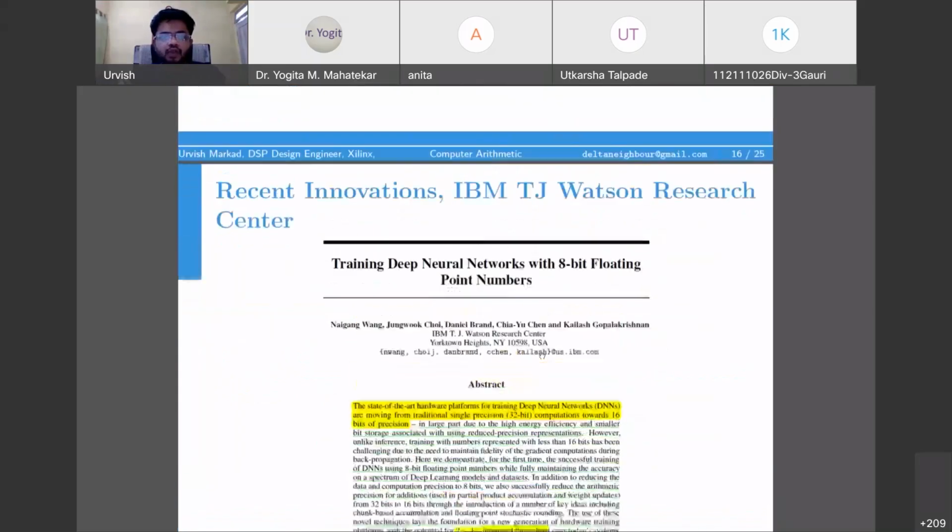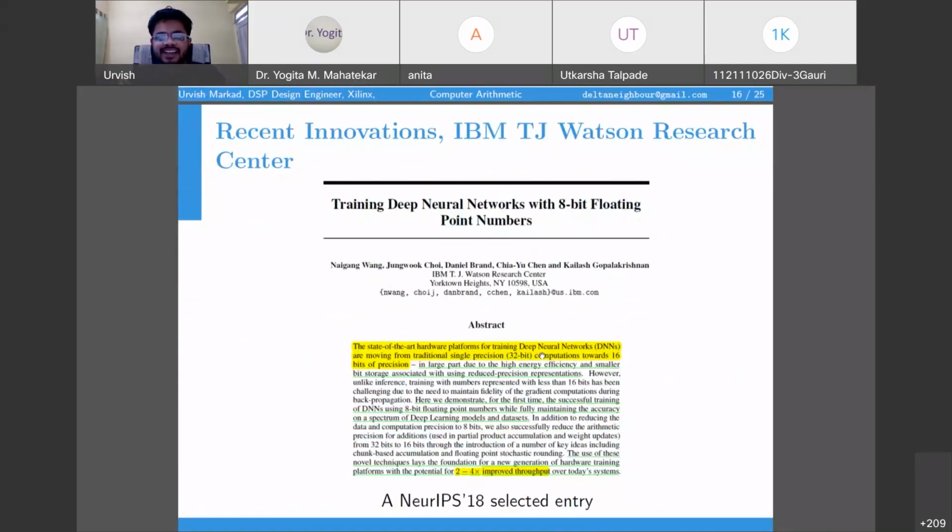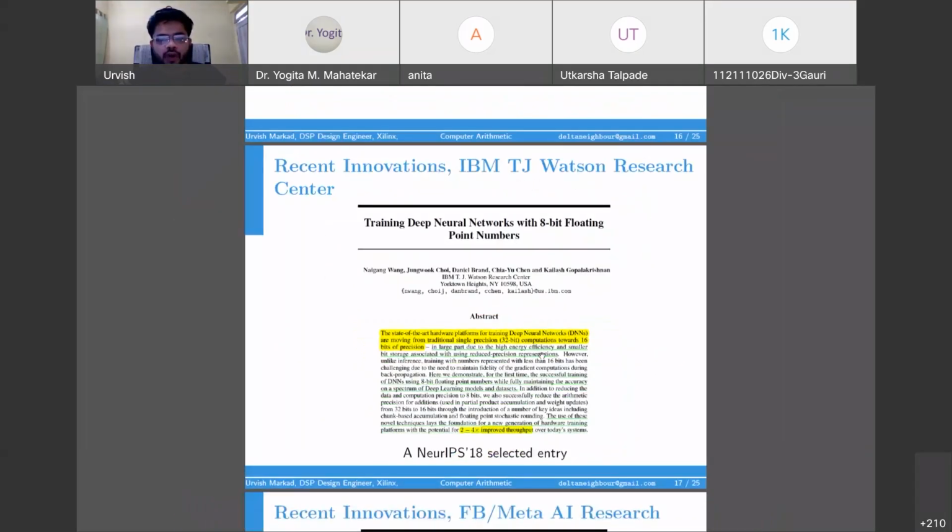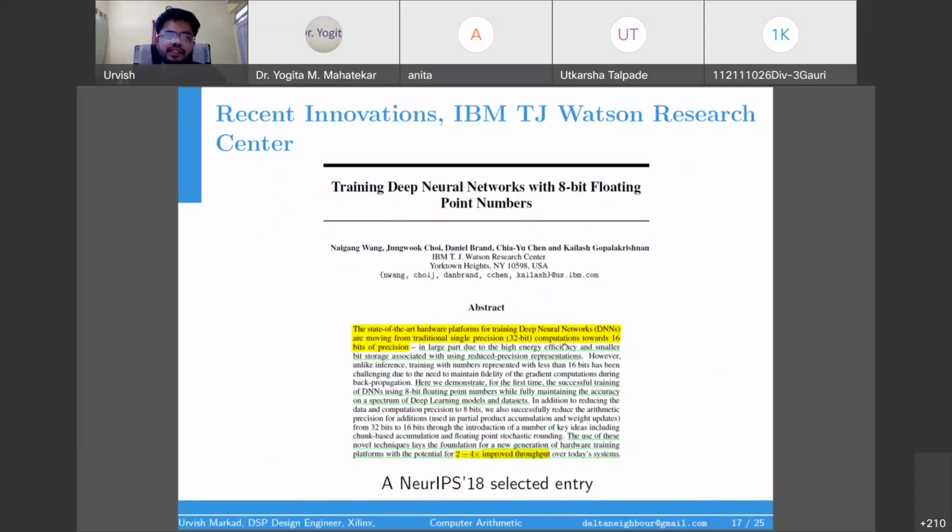Okay, so here onwards I discuss a few cutting edge research papers. I'll just give you a brief overview of what these research papers are trying to discuss, and I want you to go and spend your time here and understand for yourself how beautiful the new ideas are that people are coming up with. Now this paper was a NeurIPS 2018 entry, selected for NeurIPS 2018. It's a popular conference for people who are interested in machine learning. The paper is titled training deep neural networks with 8-bit floating point numbers.